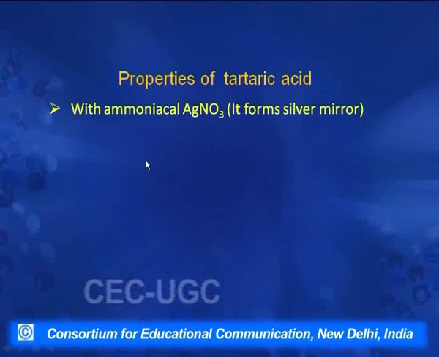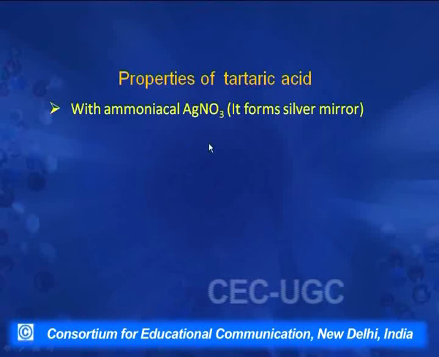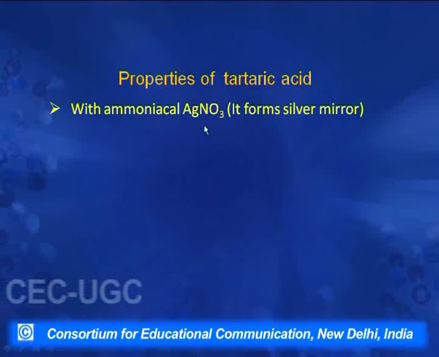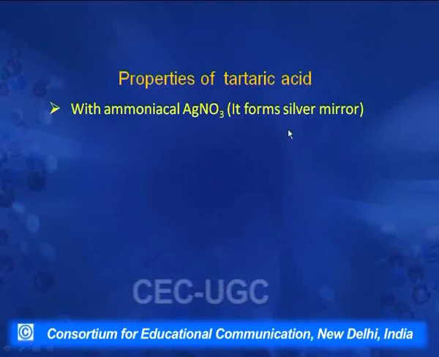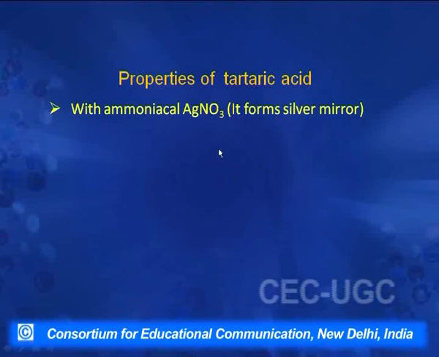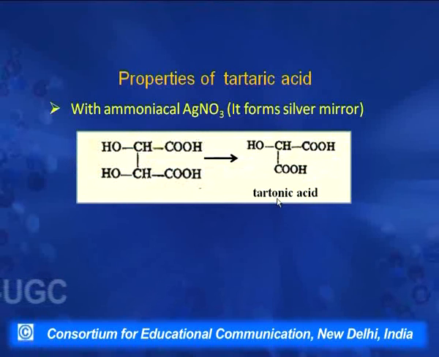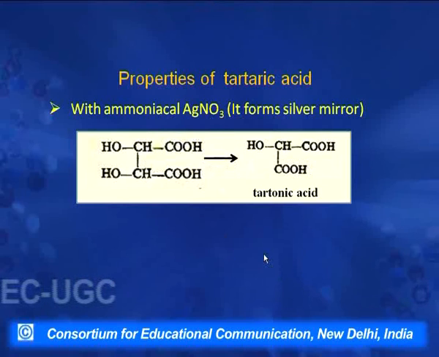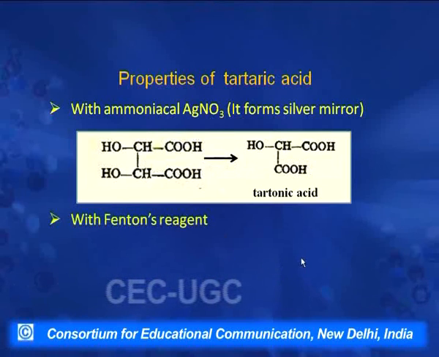They react with ammoniacal silver nitrate, and ammoniacal silver nitrate is Tollens reagent. Tollens reagent gets converted into silver, and this tartaric acid is also used in silvering of mirrors, because this reaction is a bit slow here and a smooth layer of silver is obtained on the glass surface. The tartaric acid itself gets converted into tartonic acid on treatment with ammoniacal silver nitrate.